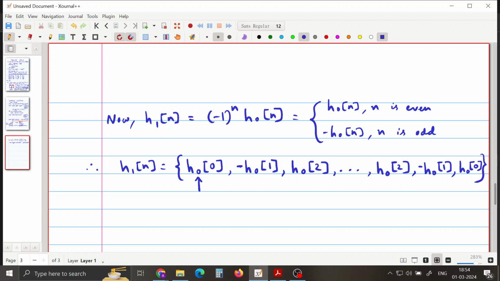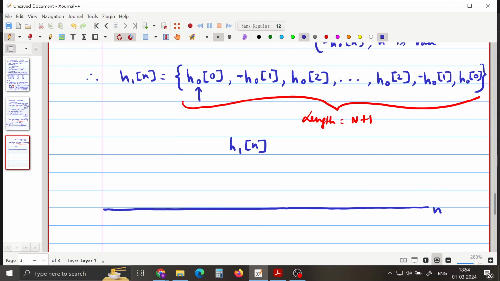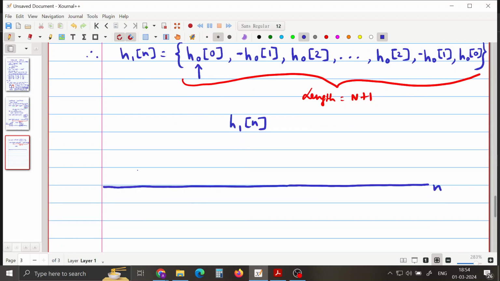So again you see, it still stays as an even symmetric impulse response. This is of length, again, capital N plus 1, but it still remains even symmetric, because if you try to visualize it, h1 of n, let's say this is the horizontal axis. So at small n equals 0, we have h naught of 0.